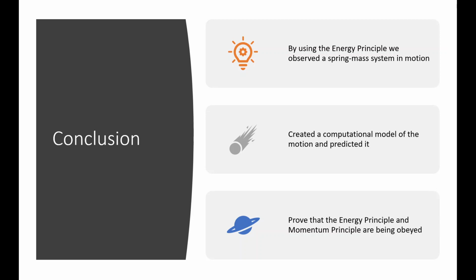In conclusion, we used the energy principle and the momentum principle to analyze the spring mass system's motion, and we created a computational model of the motion to compare it to our own observations, which proved that both the energy and momentum principles are being obeyed.